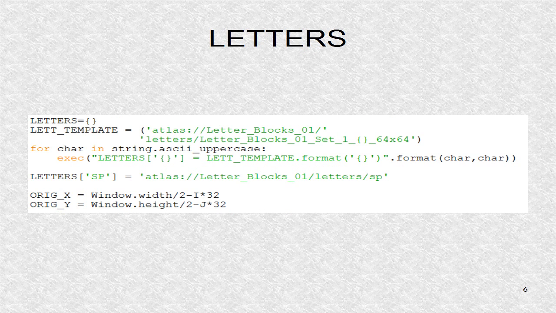6. Next, we form the 27 image strings. These correspond to the 26 letters and a space character. In the template, we start with atlas, ://, then the relative path, then the name, without an extension. The coordinates, ORIGX and ORIGY, refer to the lower left of the region, where text will be displayed.